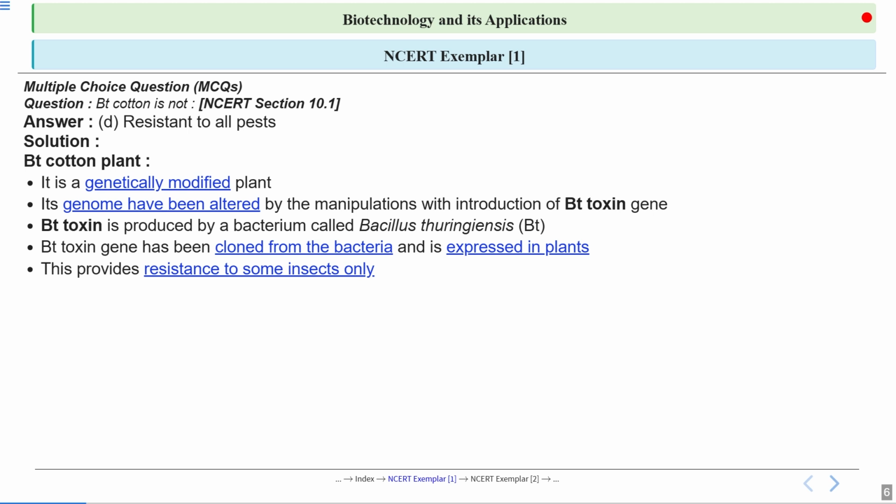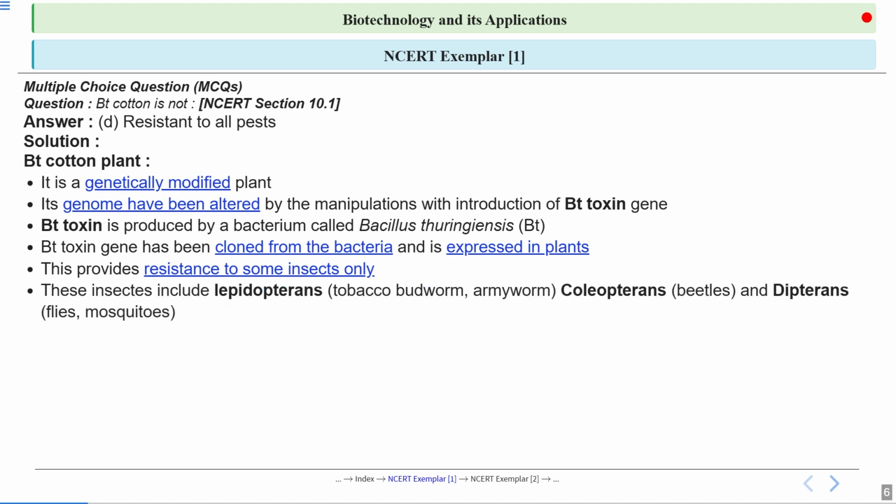And what is this providing? It is providing the plant resistance to some insects only. What are those insects? They include lepidopterans, that is tobacco budworm or armyworm; coleopterans, which are beetles; and dipterans, which are flies and mosquitoes. It means it is not resistant to all pests. It is resistant to some of them, among which three classes are lepidopterans, coleopterans, and dipterans.